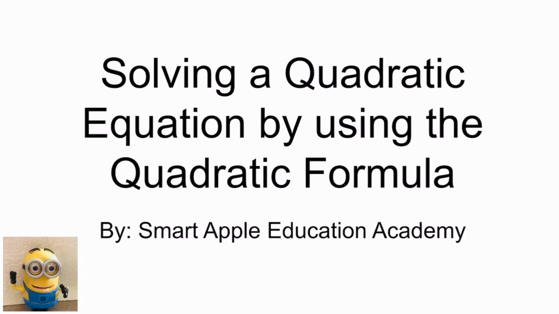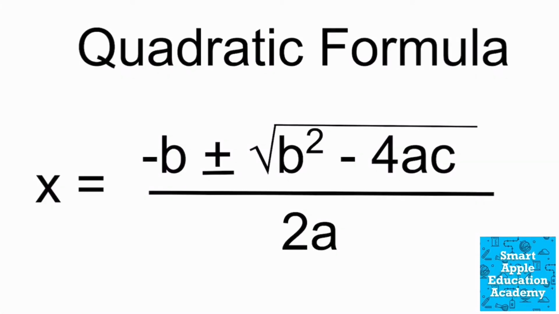Now, let's get started. Okay, here's the quadratic formula. It's x equals negative b plus or minus the square root of b squared minus 4ac, over 2a. So when solving quadratic equations, you might need this formula.